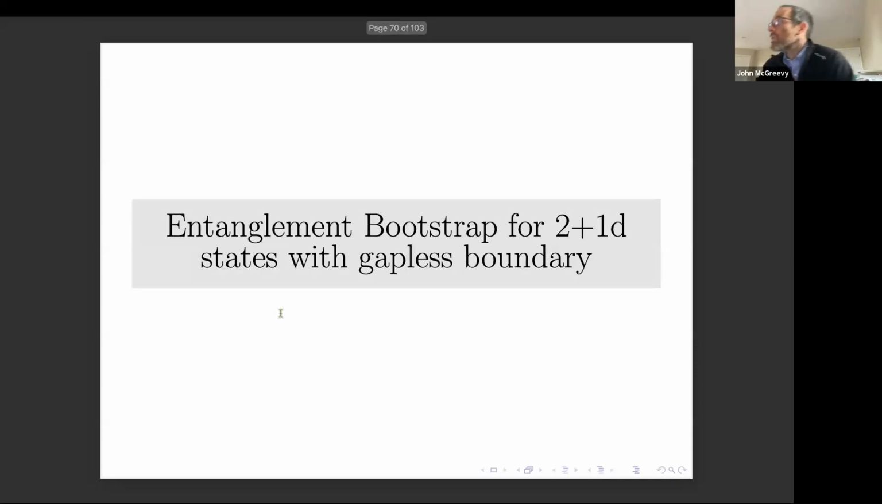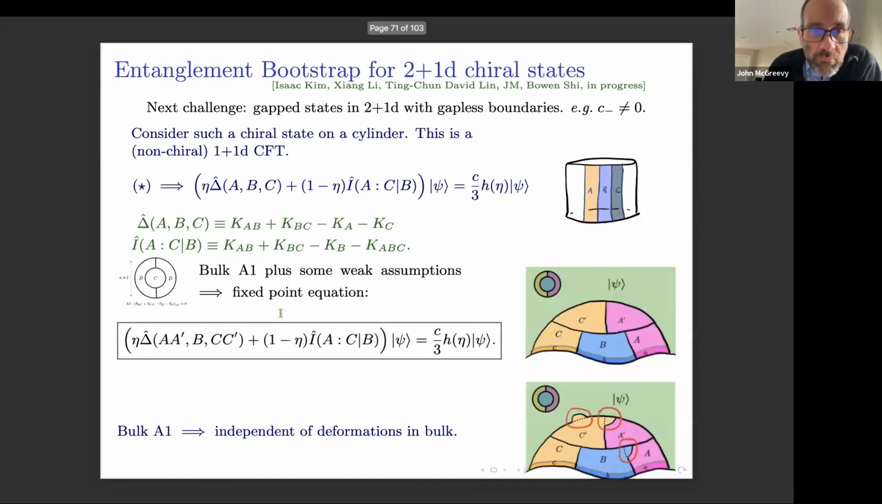Great. Okay, so I'm over time, so let me just advertise the next frontier, which is the case of 2 + 1 dimensional states with gapless boundary. So consider some chiral topological order in 2 + 1 dimensions.